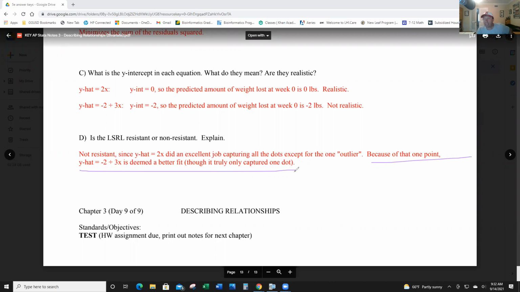But the least squares line is not resistant. It'll move dramatically for 1 point. And sometimes you don't want that. So sometimes the least squares regression line may not be desirable. It's just the one we study in this particular chapter.